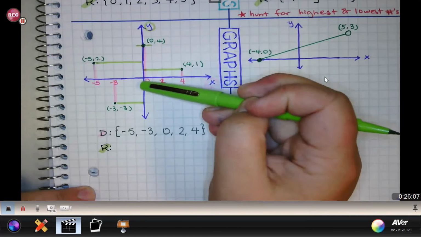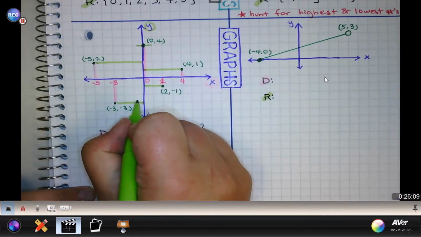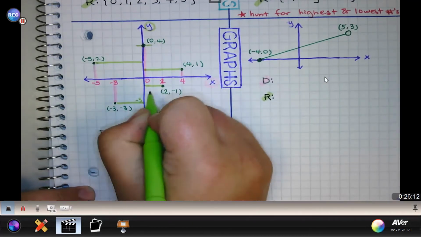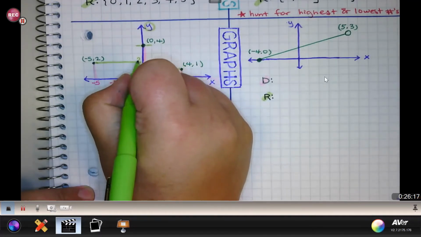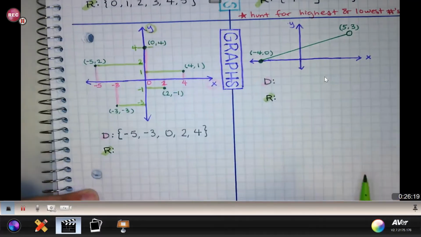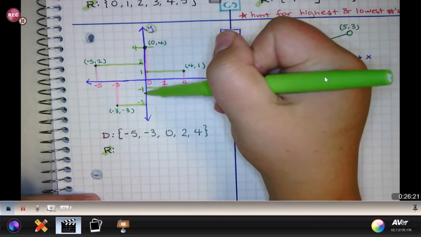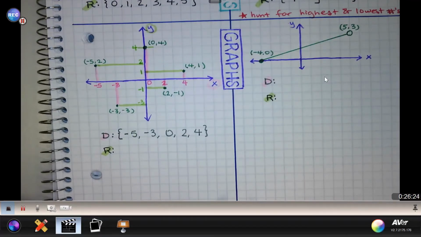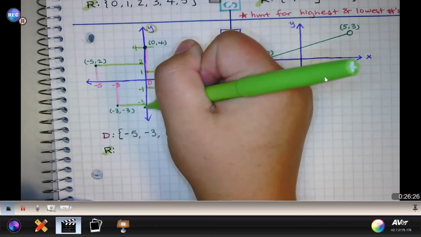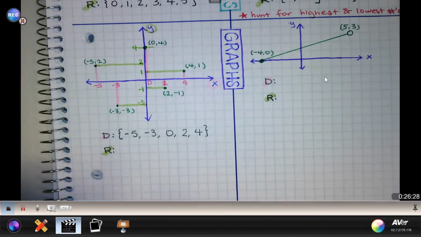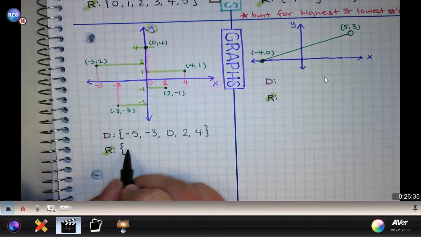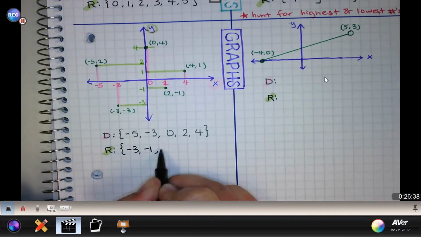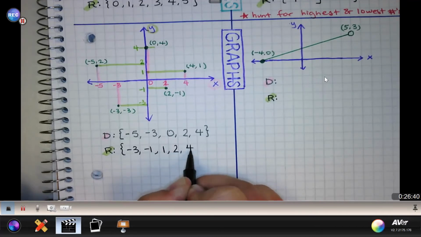So here, this one is down 3. So this one is -3, and this one is -1, +1, 2, and +4. And wouldn't you know it, again, those are exactly the numbers I want to use. And if you start down below, they are increasing or ascending. So I can just take them and put them in a set. So we start with -3, -1, +1, 2, and 4.